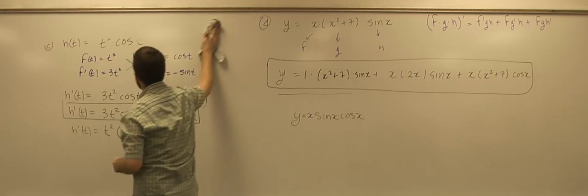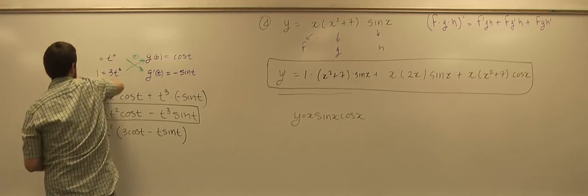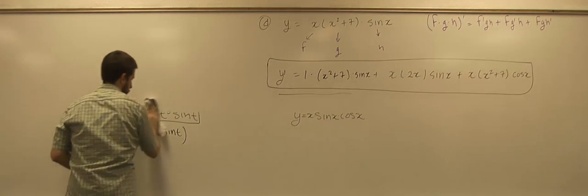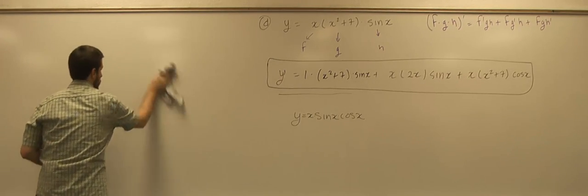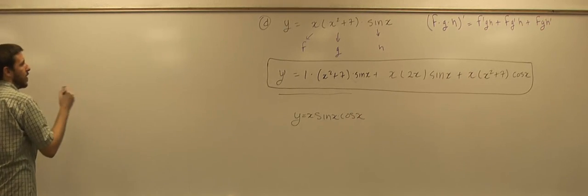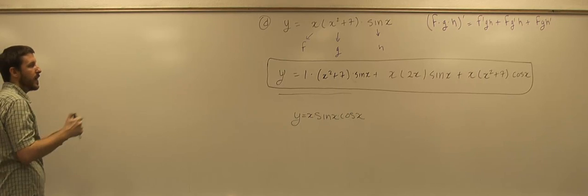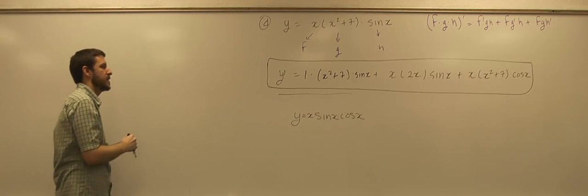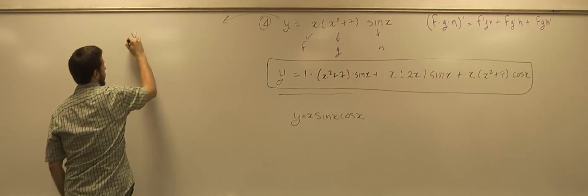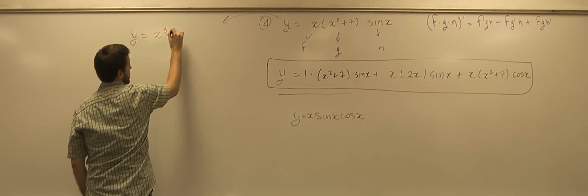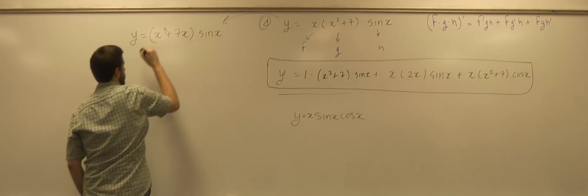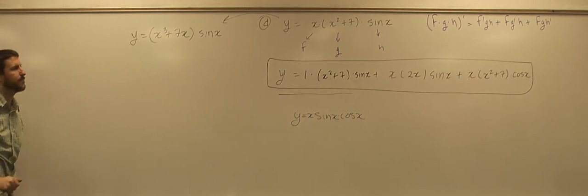For number D, is it also possible to just, instead of assigning f, g, and h, combine f and g together? Sure, so x cubed plus 7x times sine x? Do it that way? Yeah, that's what he was asking. He said another way to do this, which would probably be faster, would be to write this as x cubed plus 7x times sine x. And then you just have f and g, a regular product.